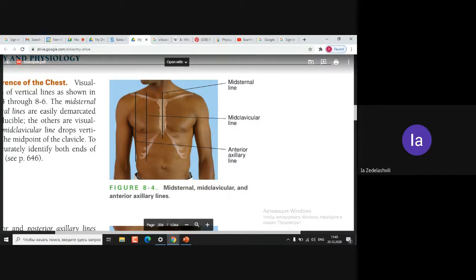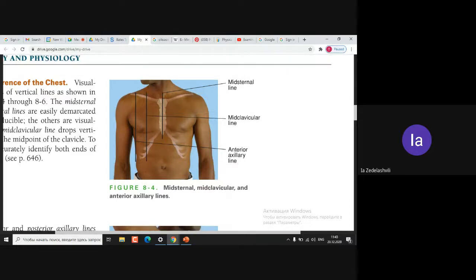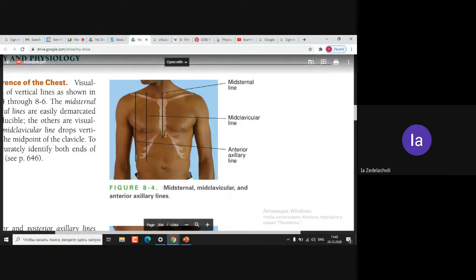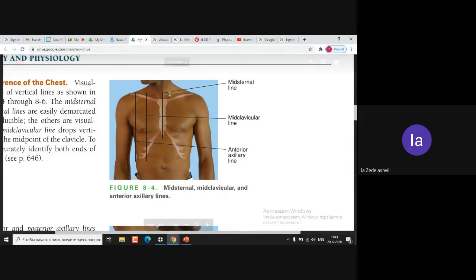So the middle bone is named the sternum. Perfectly in the mid part of the sternum, the line which goes from up down will be named the midsternal line. Here will be sternal, right? Parasternal. Para means nearby. We have the clavicle, which can be divided into two parts, and the middle line going down will be named the midclavicular line, where the hand is connected with the thoracic part.